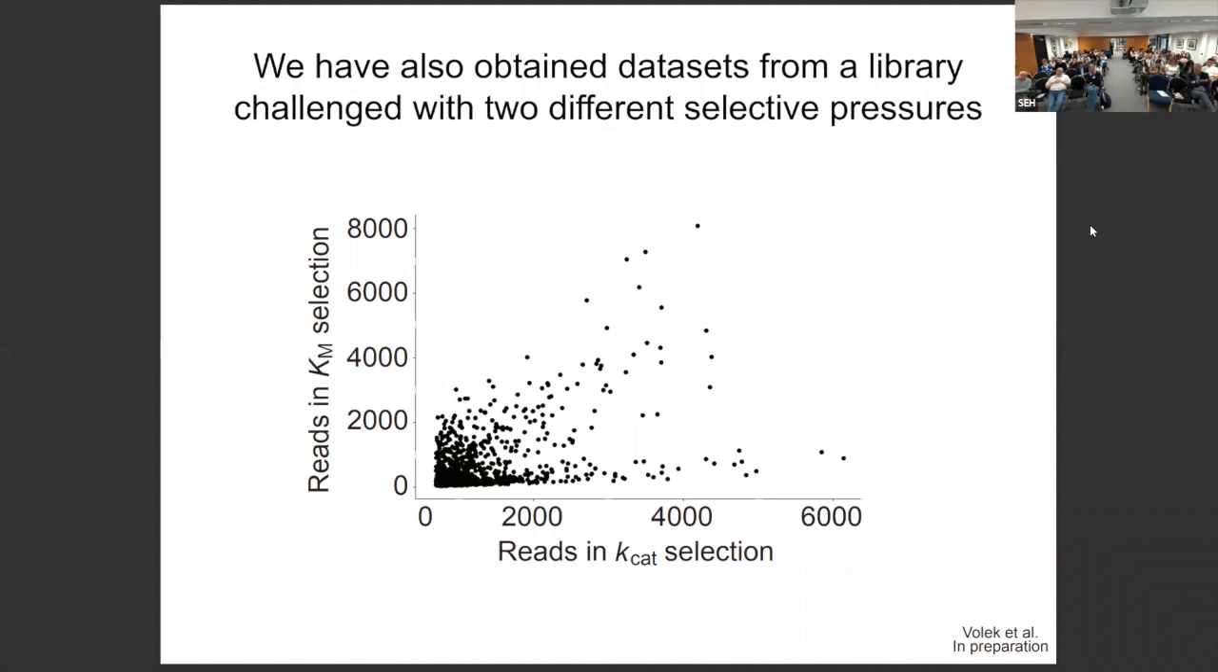So each point is a different sequence. And on the x-axis, you see the read number in the Kcat selection. On the y-axis, the read number in the Km selection. So this looks sort of like a line, and I would expect that mutations, for example, that simply stabilize the structure would affect Kcat and Km similarly. But when we looked at this, we thought maybe there are lines with 2 different slopes.